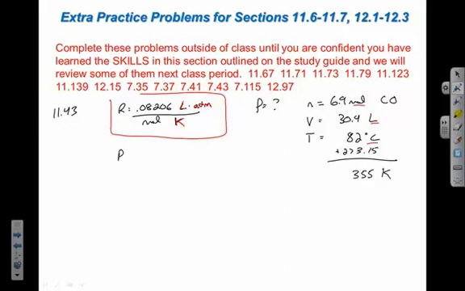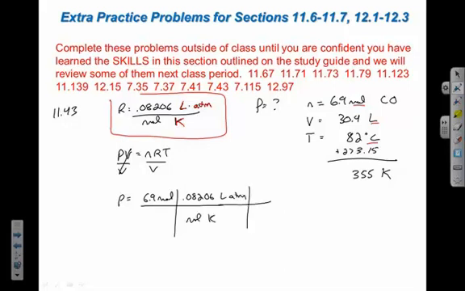So now I can use PV = nRT and solve for the pressure that I want, and plug in the moles times R times the temperature and divide by the volume. I'd like to do that showing my units to make sure everything actually does cancel. 6.9 moles of gas times R, which is liter atmospheres per mole Kelvin, times the temperature, 355 Kelvin.